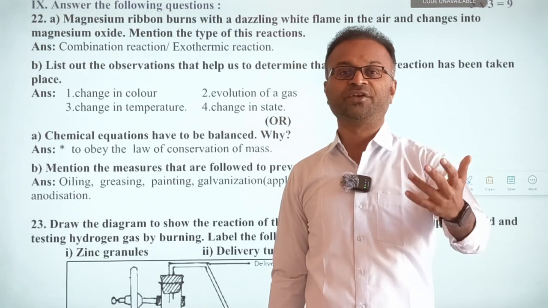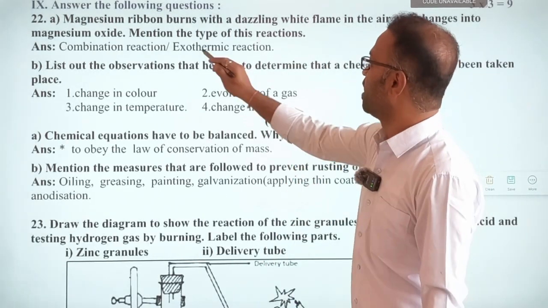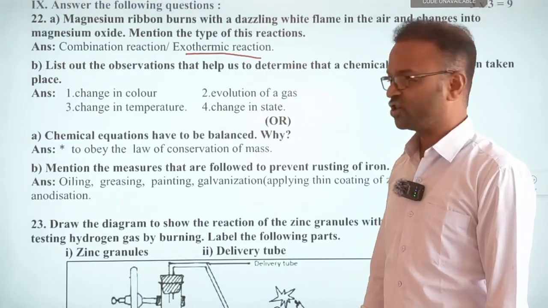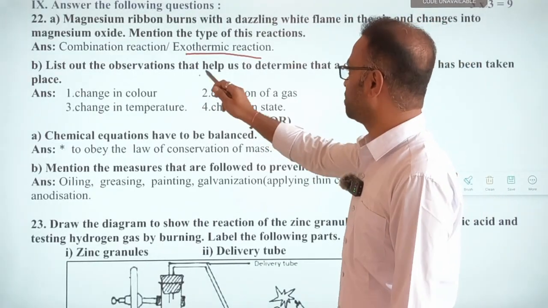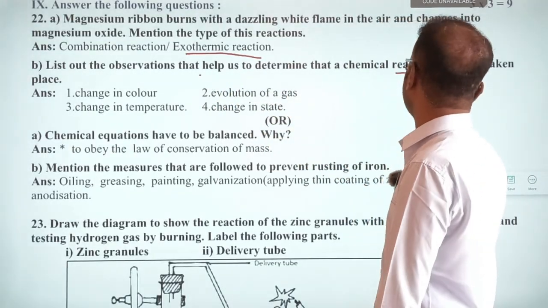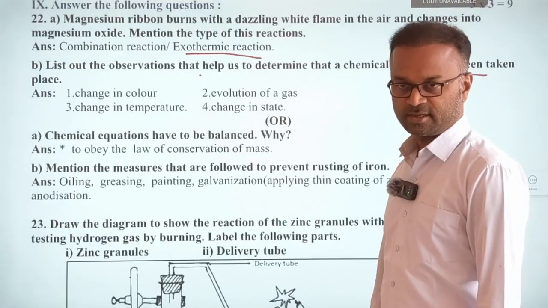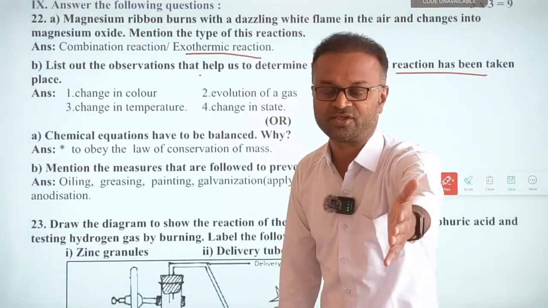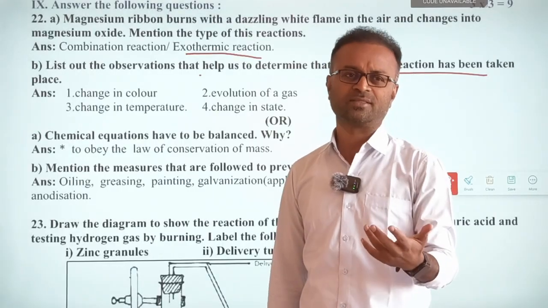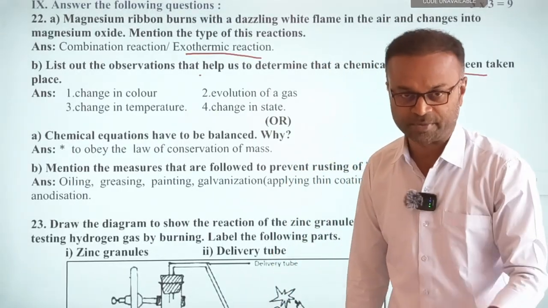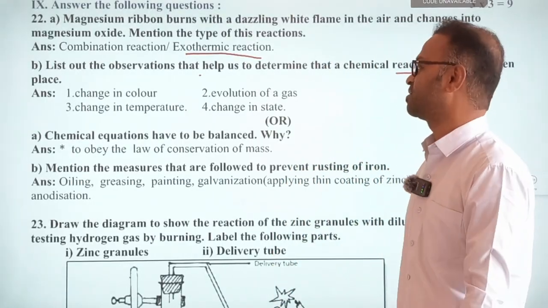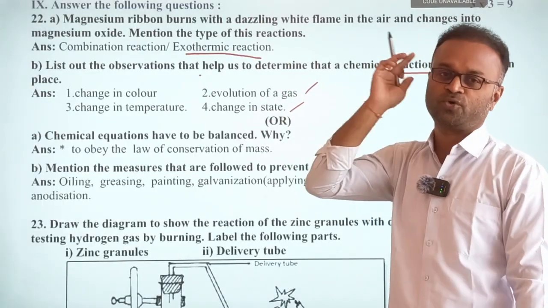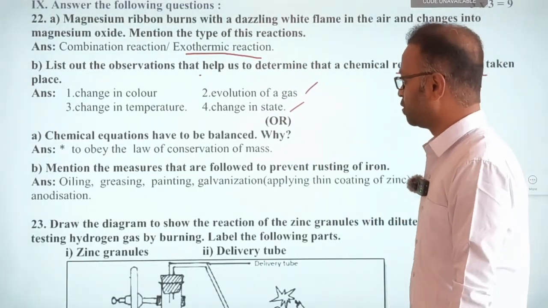Here a lot of heat is generated, so it is also called what? Exothermic reaction. Next one. List the observations that help us determine that a chemical reaction has taken place. If you see something, how can you tell that a chemical reaction has taken place? Very simple question. Change in color, change in temperature, formation of a new substance, change in state of matter, evolution of gas, etc. At least 4 you are supposed to write if they ask for 2 marks.